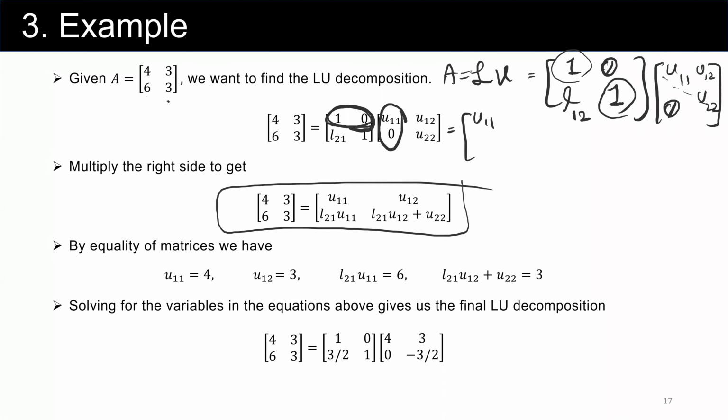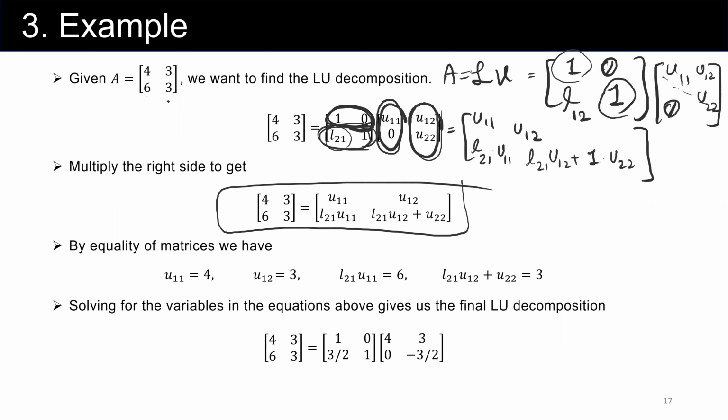this row again multiplied by the second column, U sub 1,2. This row, L sub 2,1 and 1, multiplied by the first column, L sub 2,1 times U sub 1,1. 1 and 0 cancel each other. And then this row and the second column, which is L sub 2,1 times U sub 1,2 plus 1 multiplied by U sub 2,2.